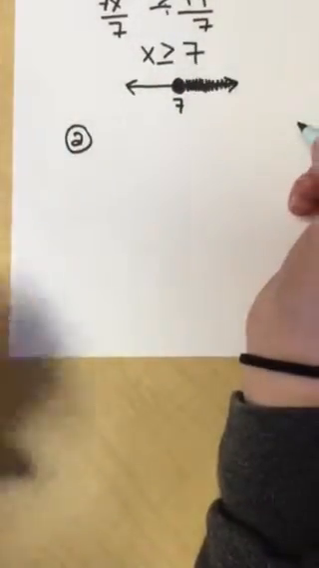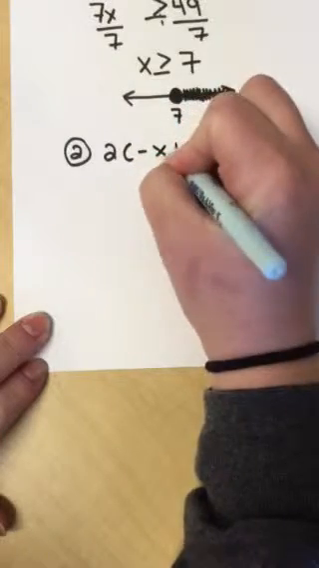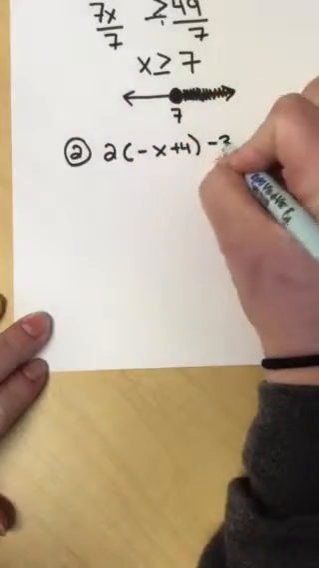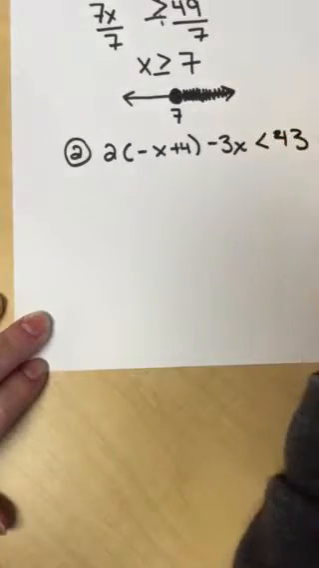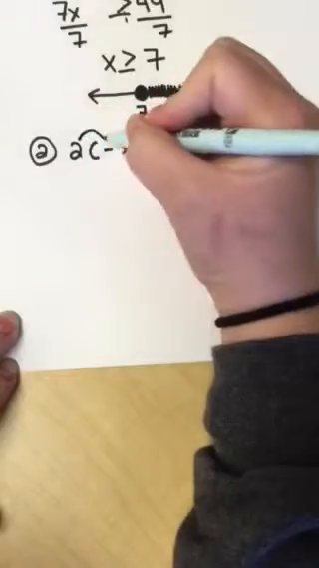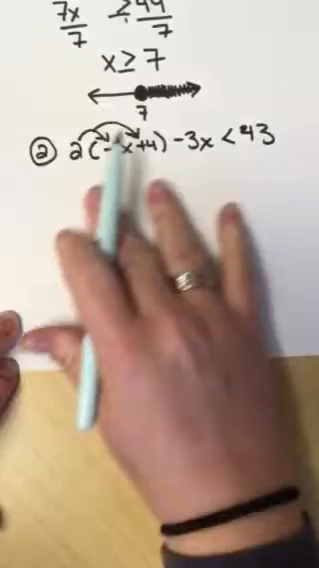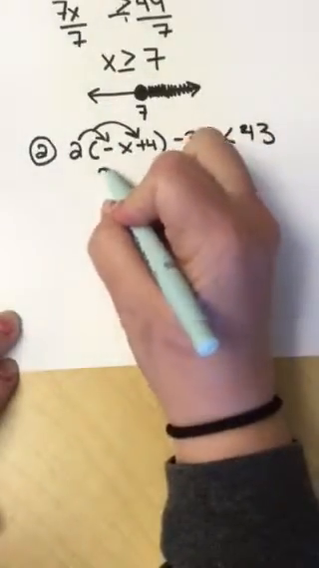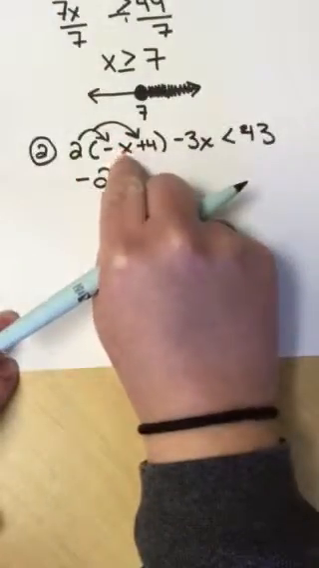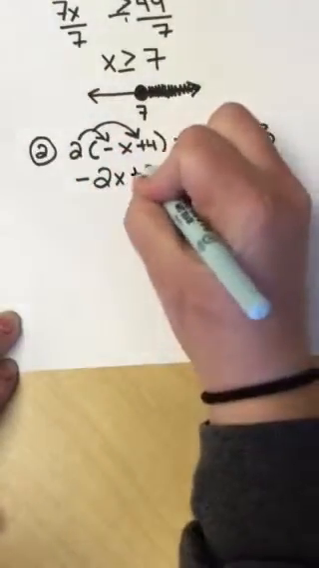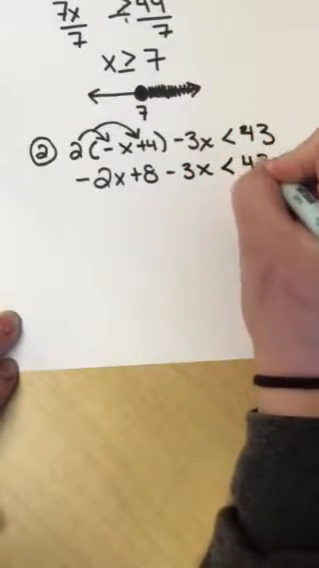Okay, so hopefully you have the problem done. Let's see if you got it right. So example 2 says we have 2 times negative x plus 4 minus 3x less than 43. Okay, so I'm going to distribute first. I can't move this over because this is an x, and we always leave the x's on the same side together. So you're going to get negative 2x, because a 2 times a negative x is a negative 2x, plus 8 minus my 3x is less than 43.